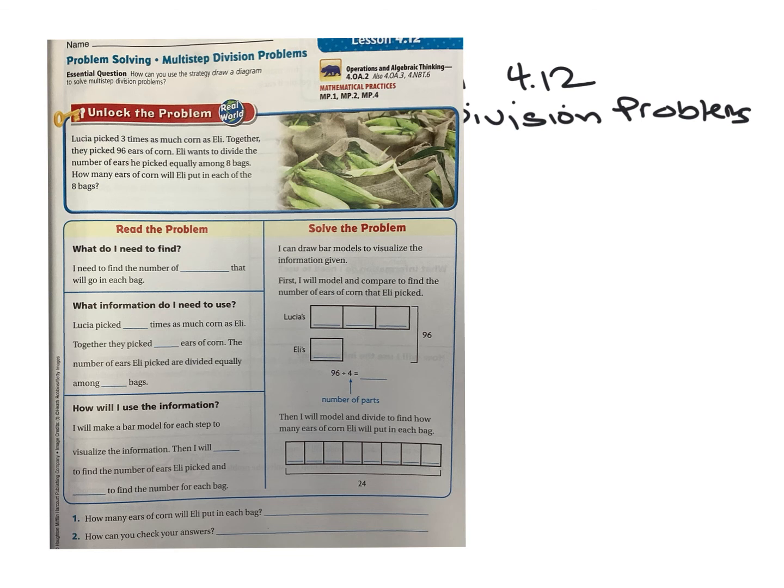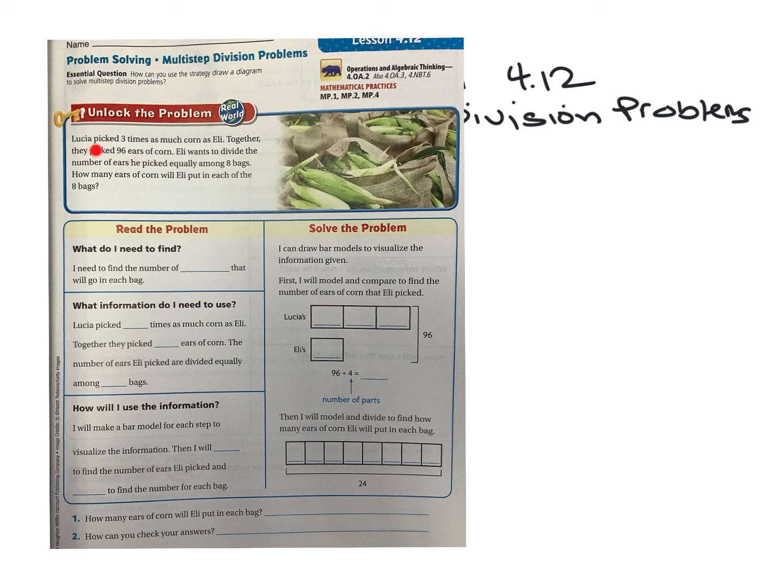Okay, so let's unlock the problem. So our essential question, first of all, is how can you use the strategy draw a diagram to solve multi-step division problems? We've been drawing pictures and drawing diagrams of our math problems, our word problems for a while now. And so we'll continue using that strategy. It's the best strategy I know for myself that works to help me figure out what's going on.